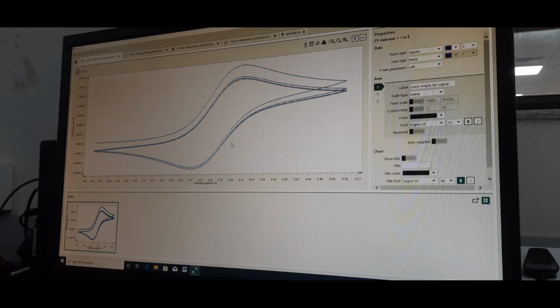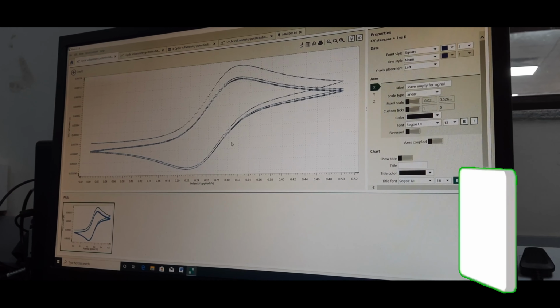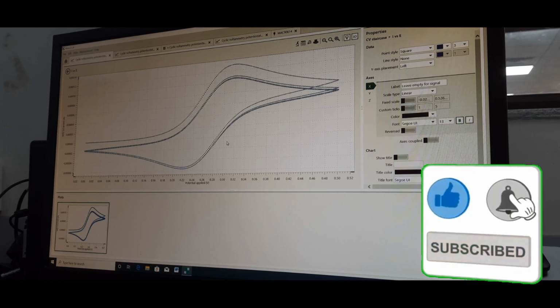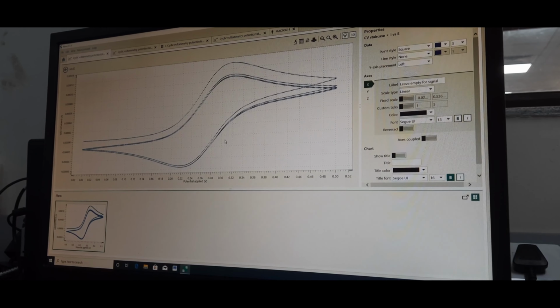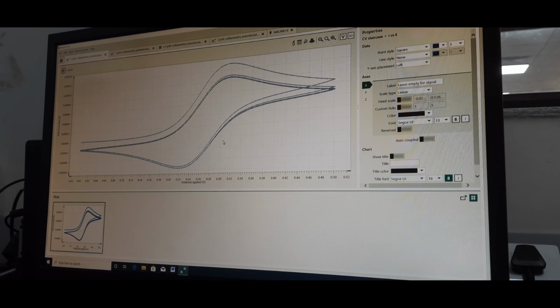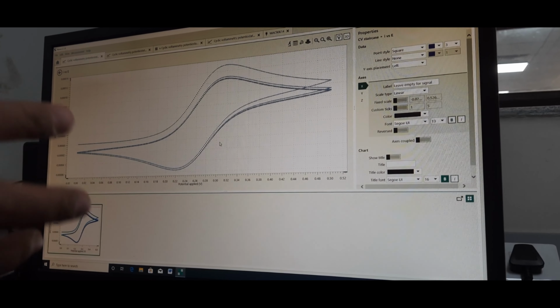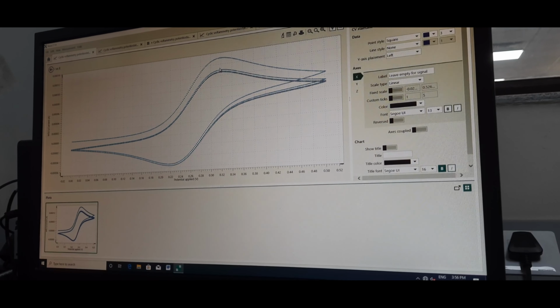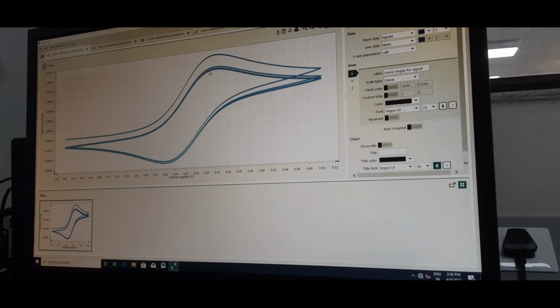It's almost 0.0, how much is it, 0.06. It will be between 0.05 and 0.06, so that is almost a 1 electron transfer process. Okay, so this is the thing.